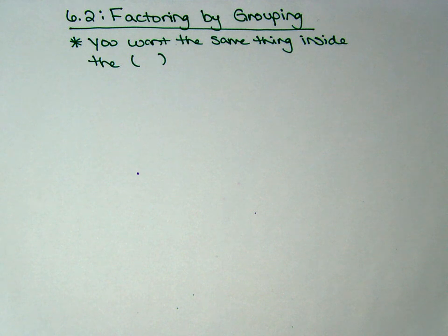Basically, when you factor by grouping, you're doing the reverse of your distributive property, where you're going to be pulling something out, and then hopefully what happens is in this first pair and in the second pair, what's inside the parentheses is exactly the same. So let's do an example. It'll make more sense.